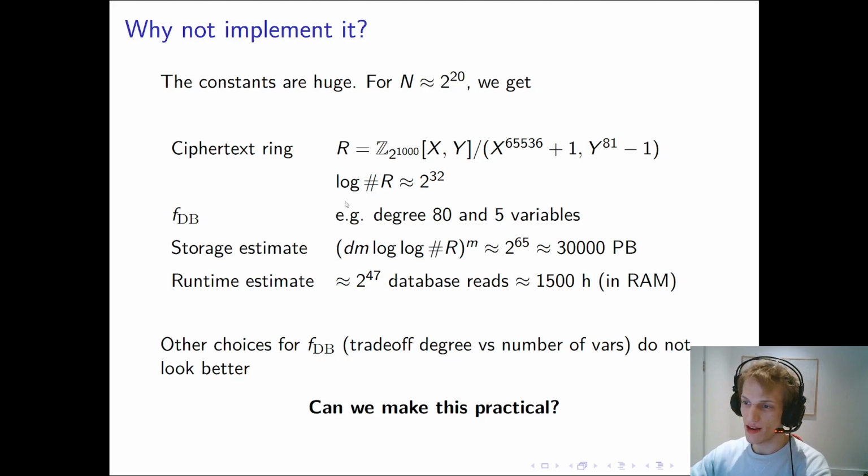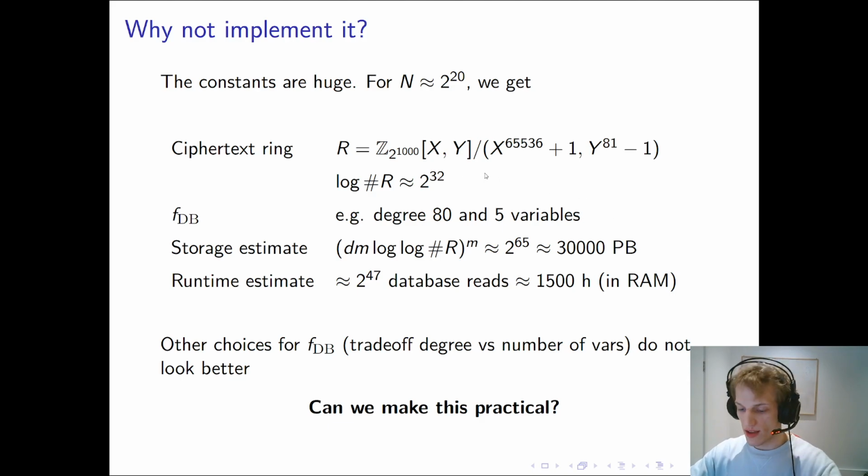A reasonable choice for the polynomial FDB seems to be to take degree 80 and 5 variables. Of course, other trade-offs might be possible, but we can't choose degree and number of variables too small because the polynomial needs to be able to encode that many, 1 million entries. This seems like a reasonable choice, but of course there's a trade-off here.